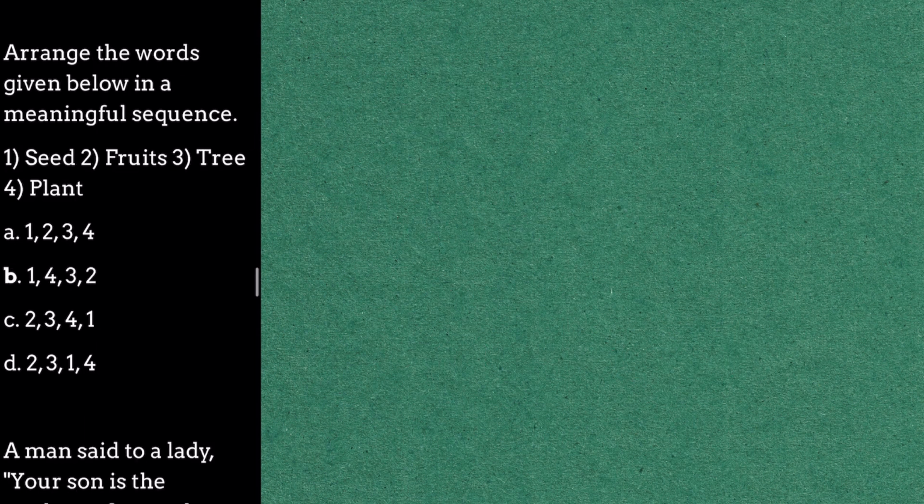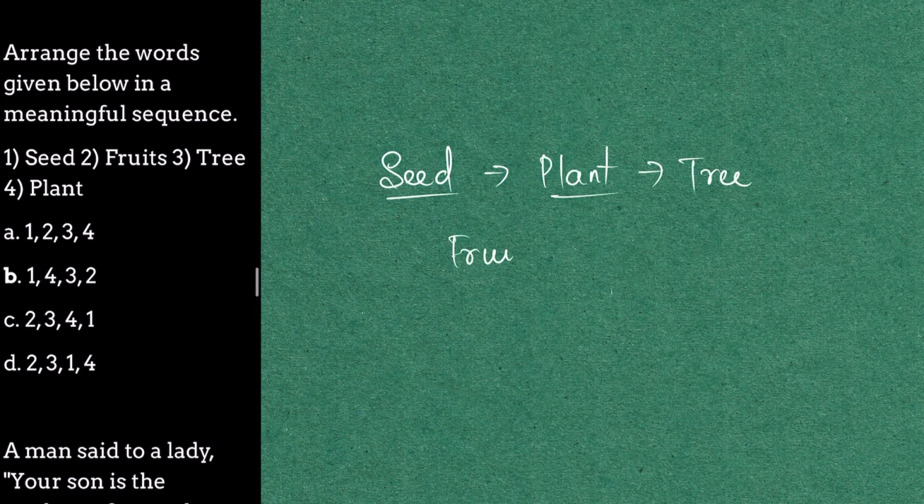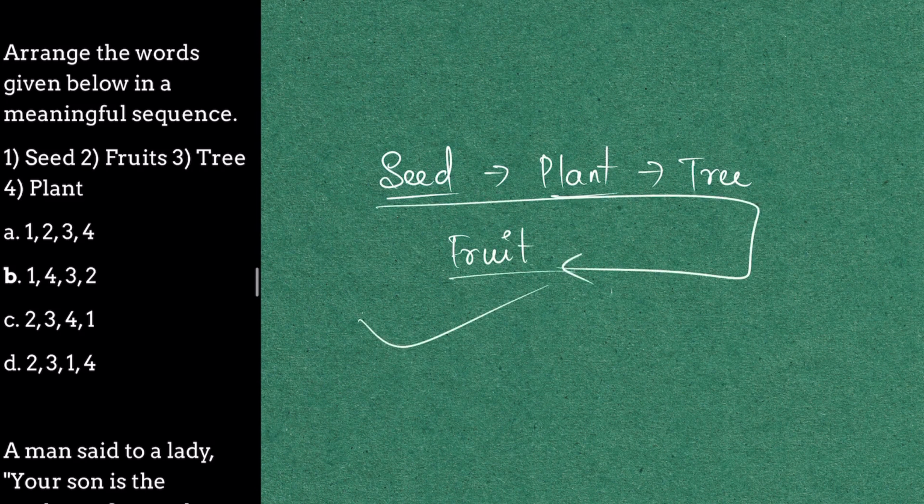Once again, we have a similar question. Arrange the words given below in a meaningful sequence. What comes first and what comes next? That's it. So obviously seed would be the first thing. From the seed we get the plant, from the plant we have the tree, and from the tree we have the fruit. That's it. Whichever option corresponds to this particular order, simply select it.